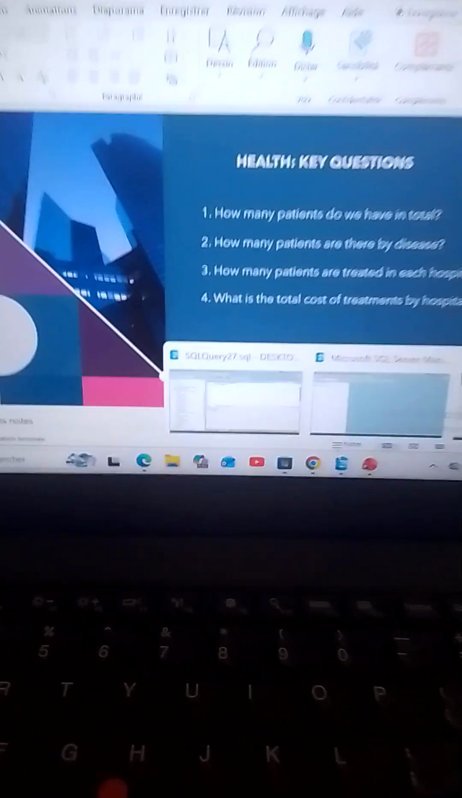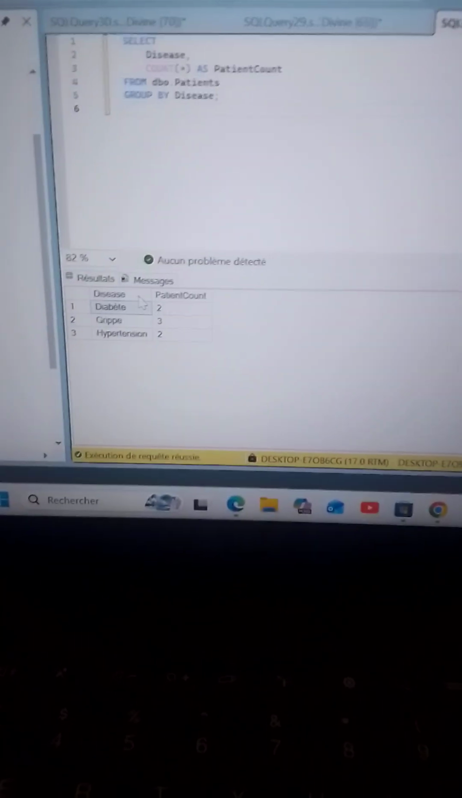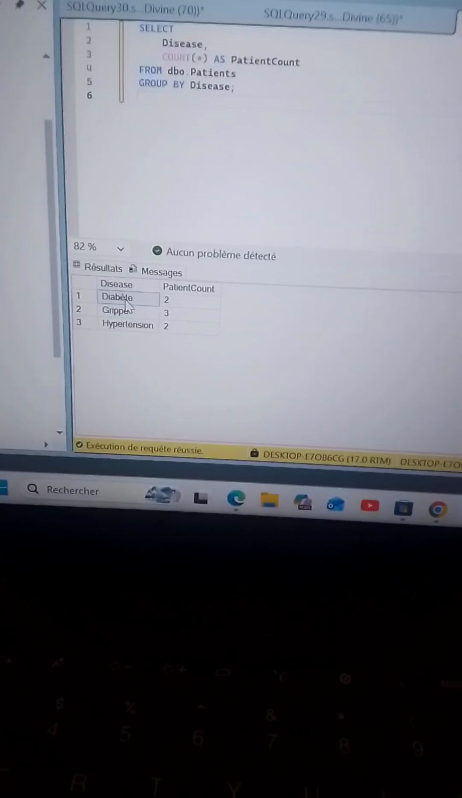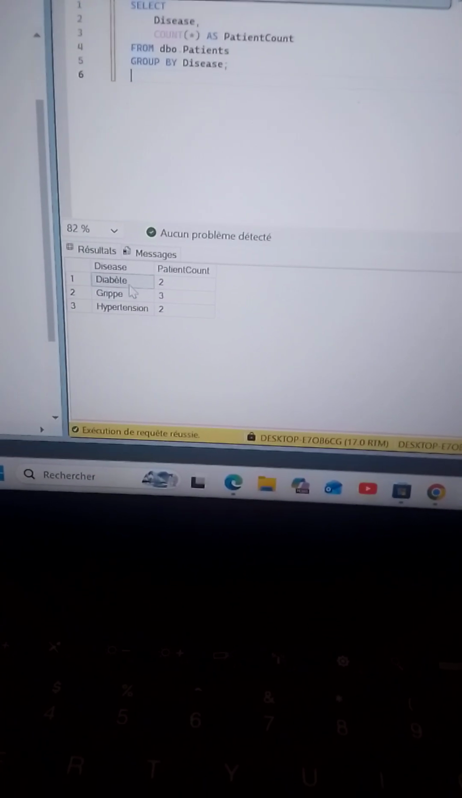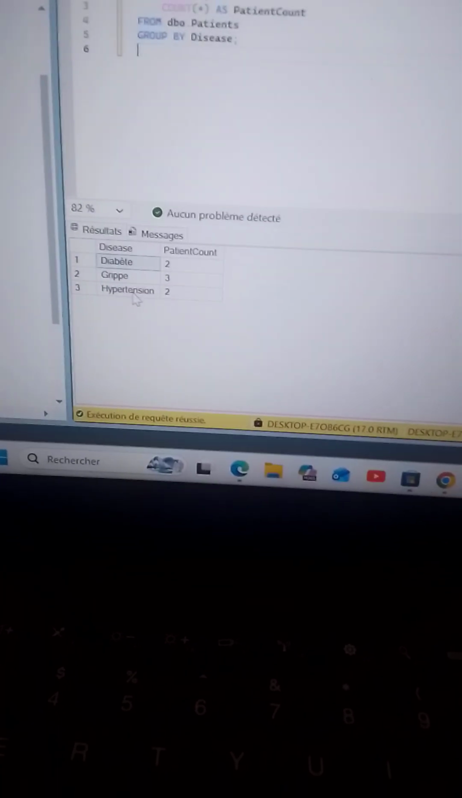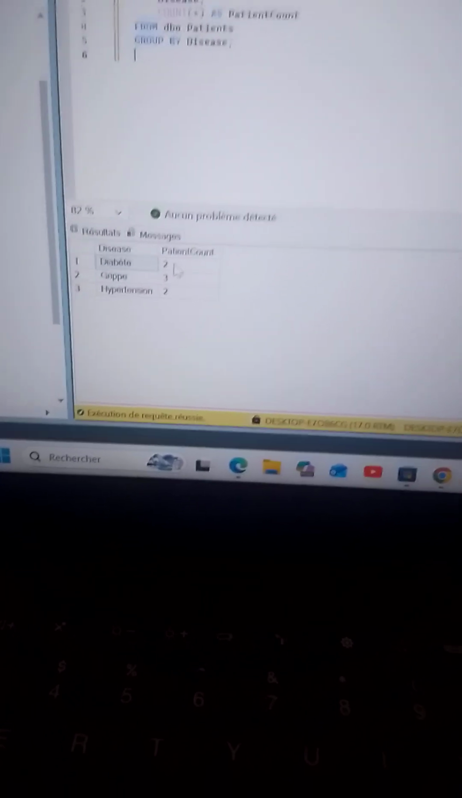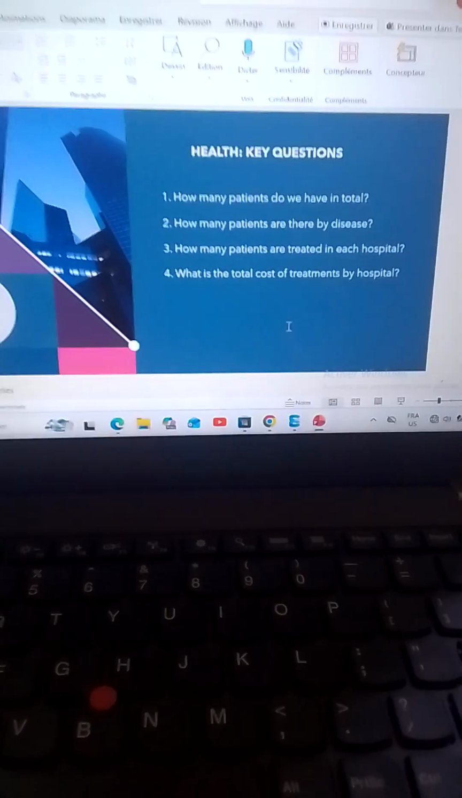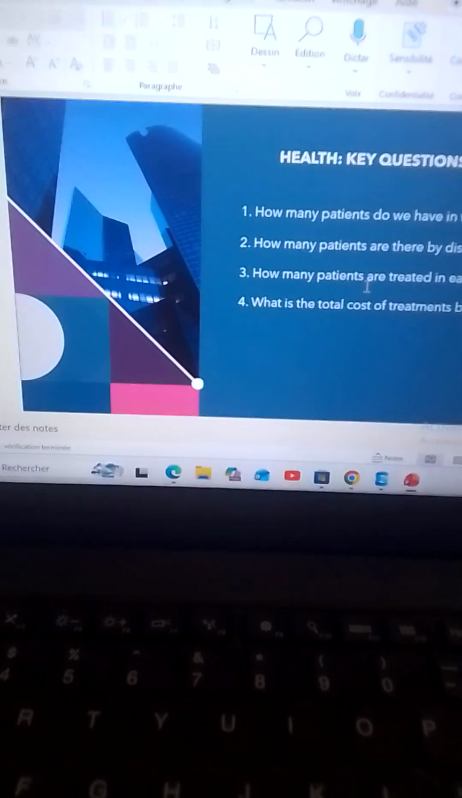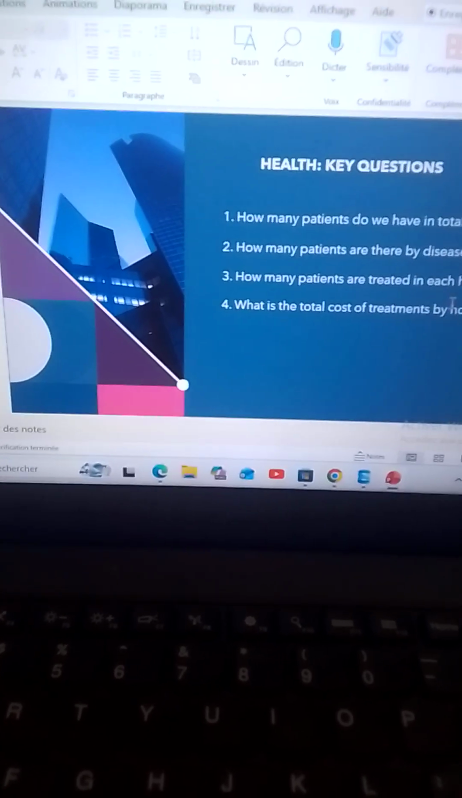And the answer here, the patient disease: diabetes, group, hypertension 2, diabetes, group 4, 8, group 3, hypertension 2. The total is 7. Also, the next question is, how many patients are treated in each hospital?